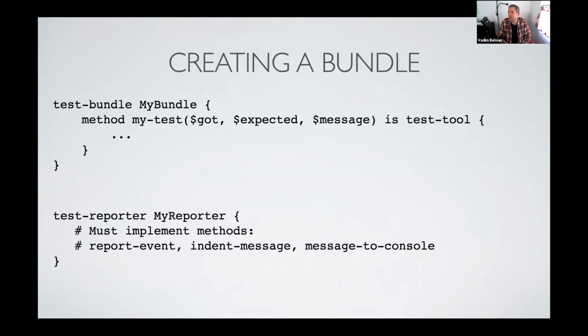Sorry for repeating all this. And back to the bundles. So declaring a bundle is as simple as using a keyword bundle. That's all. Then when you need to create a new test tool, you just create a method and you apply the test tool trait to it. And that's all you need. Nothing else.